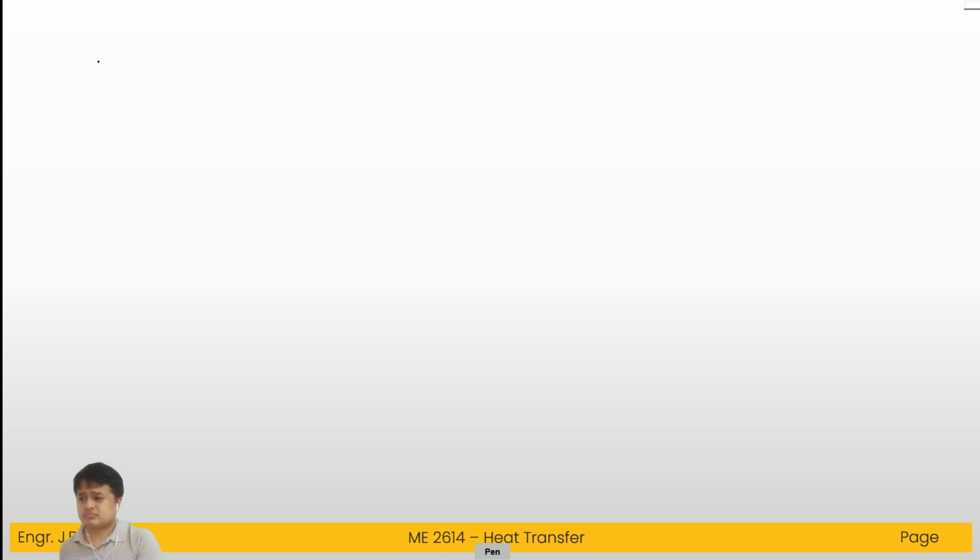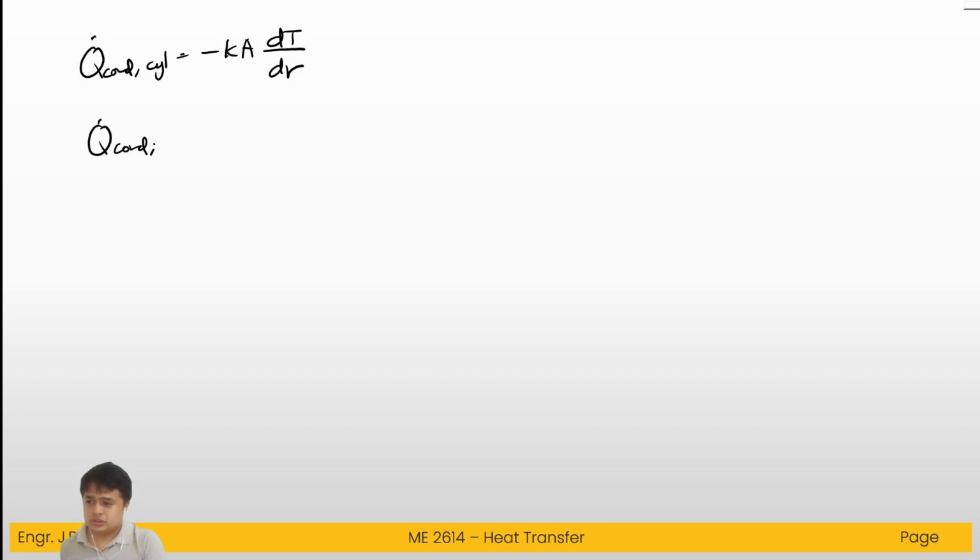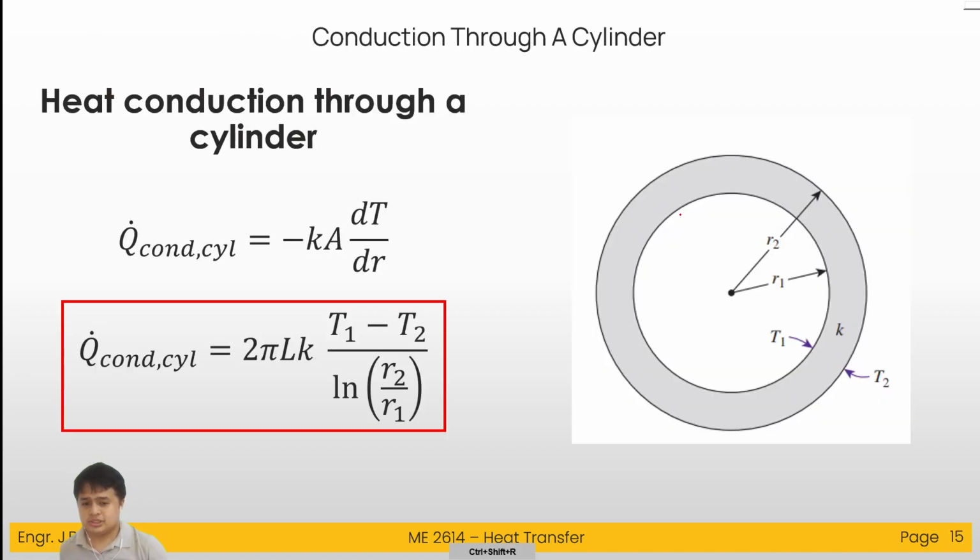So what can we do here to find the actual derivation? For conduction in a cylinder, q equals negative kA dT over dr. We can still do the same treatment, as variable separable. But we have to take note of the area here. What is the area of the cylinder?